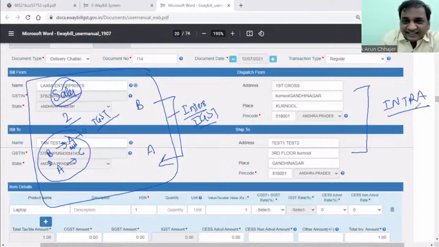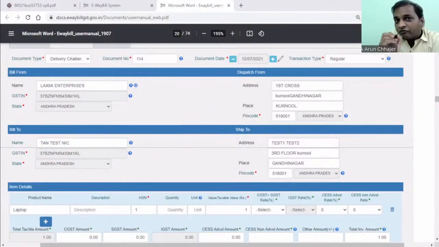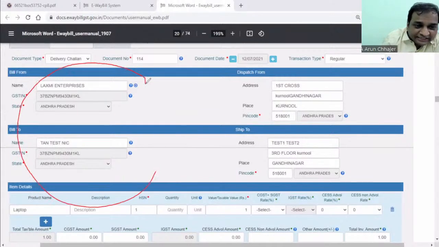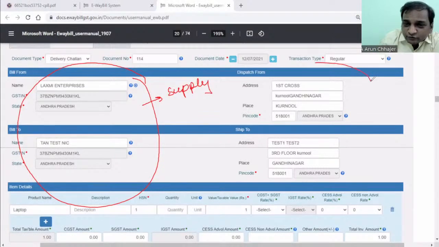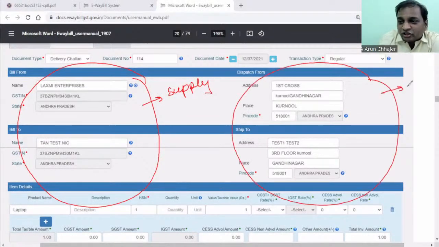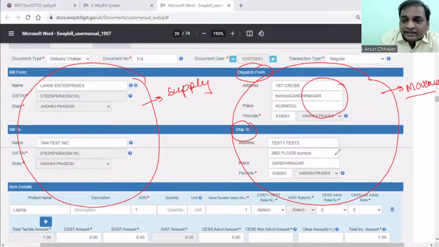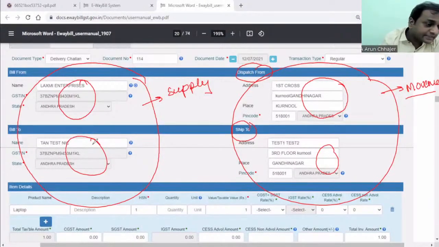Can I say that if I see the Eway bill of bill to ship to model, this would determine the nature of the supply? This would determine the nature of movement. Movement means where it is starting and where it is delivering: the starting location, dispatch from and ship to. Where the goods movement is starting, where the goods are to be delivered. This will tell me the nature of the transaction. Is it interstate supply or intrastate supply?